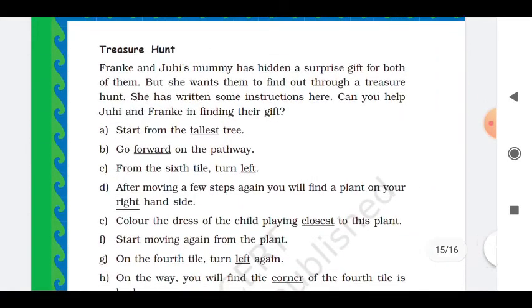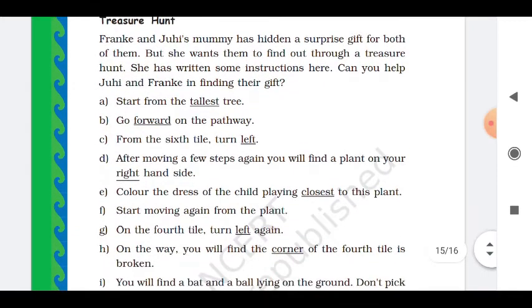And here, one game they are given: a treasure hunt. Frankie and Juhi's mummy has hidden a surprise gift for both of them. She has brought a gift and hidden it, as a surprise for both of them. But she wants them to find it through a treasure hunt.